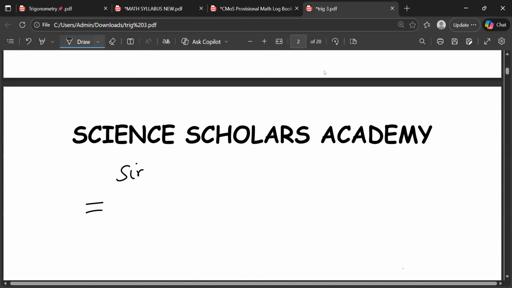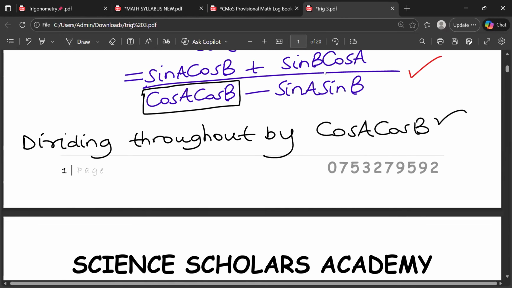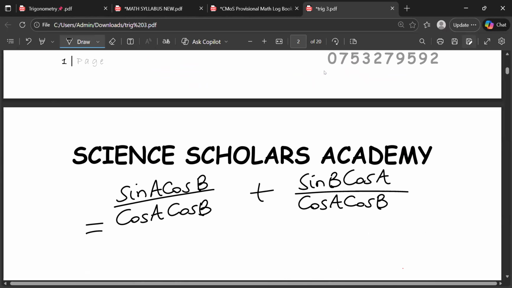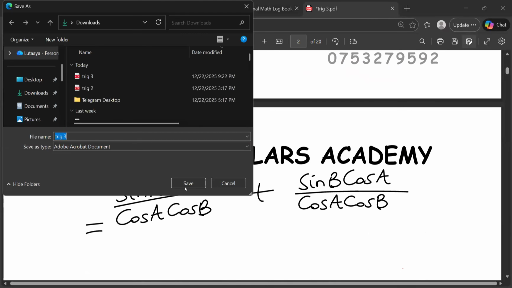So I'll come and say here, what do I have? I had my sine A cos B. So I divide by what? I've said throughout we are dividing by cos A cos B. Then plus, what did I have? I come back. I had sine B cos A. So I come and write sine B cos A. What am I dividing it by? I said throughout, so whatever is there, I'm supposed to divide it by that thing. Then I bring my long division sign, the long one.